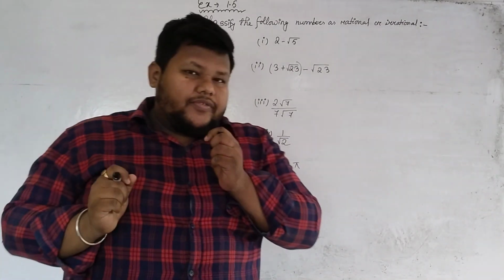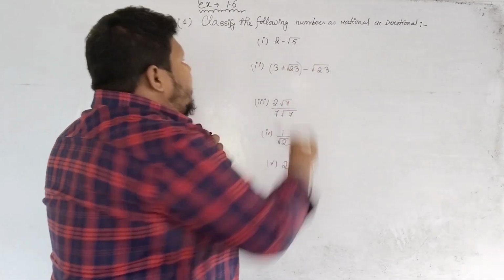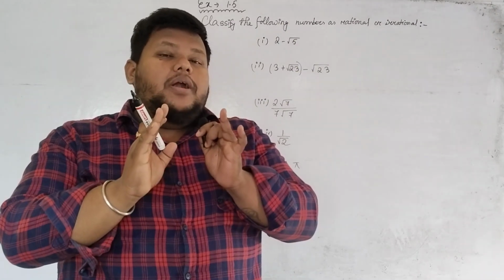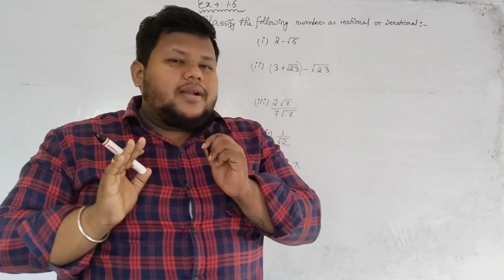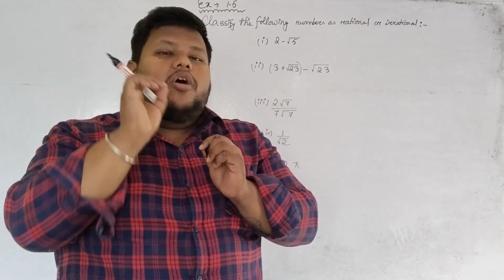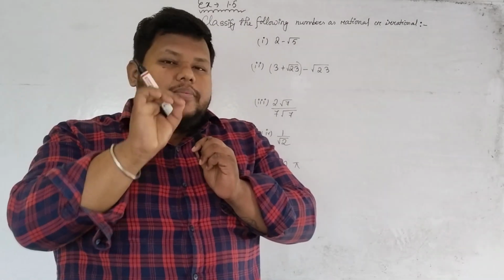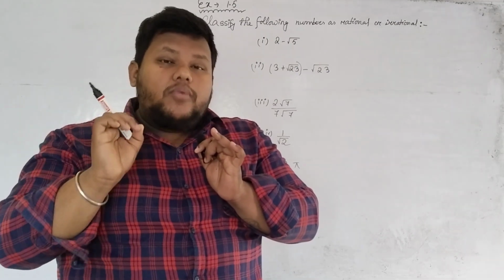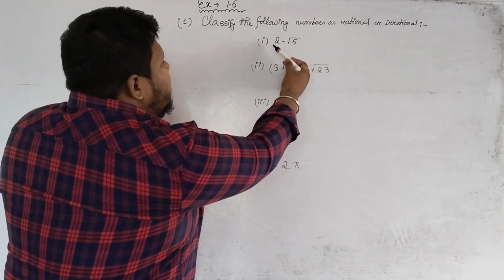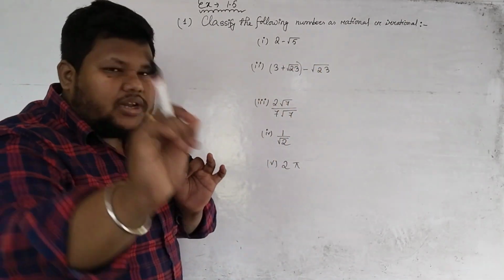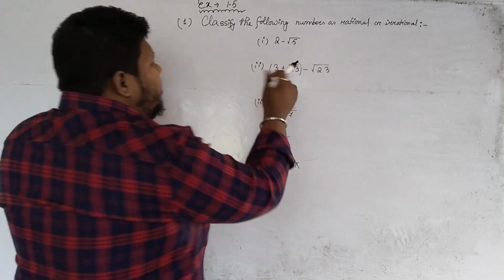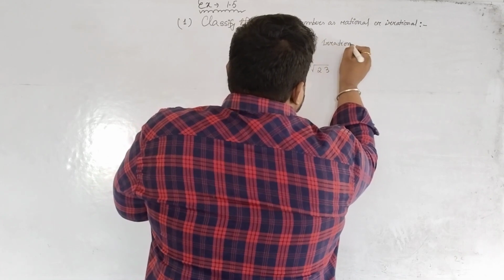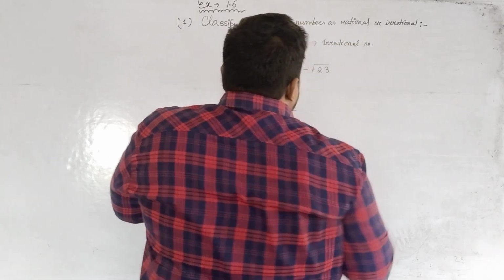2 minus root 5. Now 2 is a rational number and root 5 is an irrational number. But let me tell you something. If a rational number and an irrational number are written together, it doesn't matter the sign, whether it is plus or minus or multiplication or division, if a rational and an irrational number are written together, then your answer will always be an irrational number. That means an irrational number is present here, so this number will be known as an irrational number. I hope it is clear.